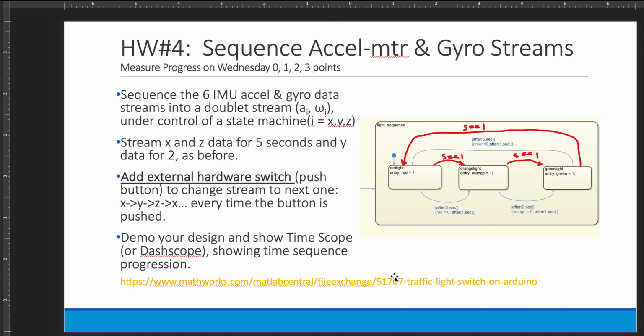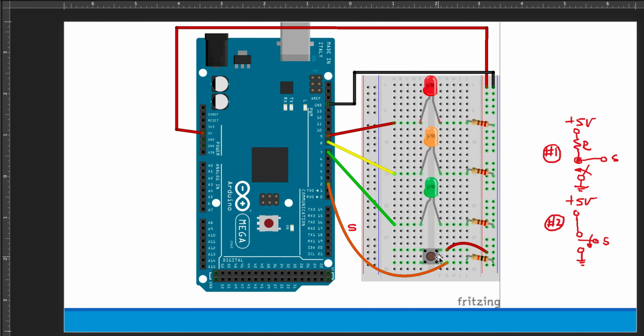So let's take a look at the hardware. The hardware switch is right over here, and it's indicated by a signal input going into the Arduino. You can choose any of these inputs here. This one's going into input number 2. We're going to call it S.